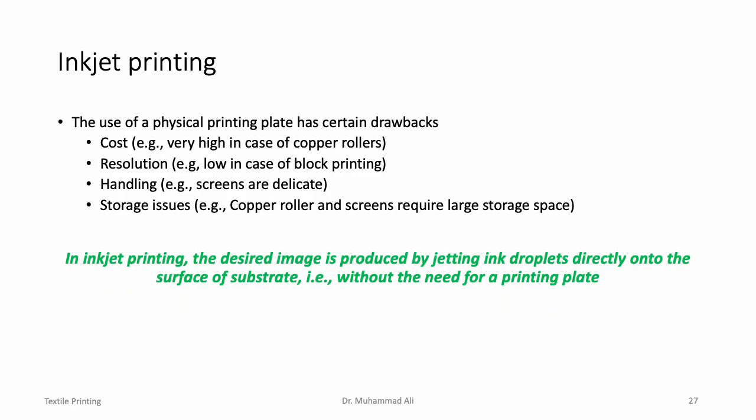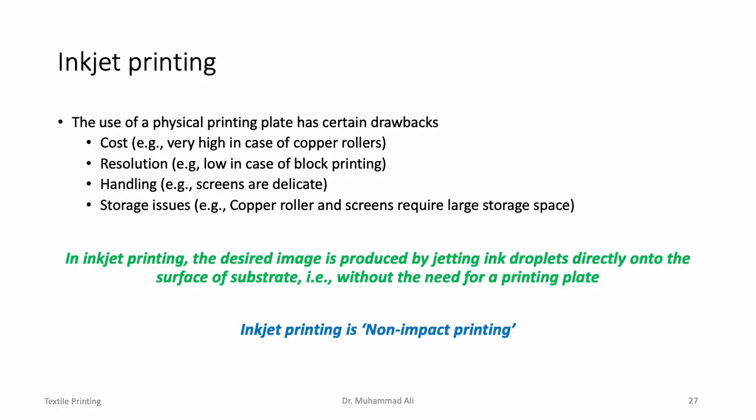So keeping these factors in mind, if you talk about inkjet printing, then the desired image or the print on the fabric is produced by jetting droplets of ink directly on the substrate surface. So there is no physical printing plate present in case of inkjet printing, and therefore all of the problems that are listed here at the top of this slide are eliminated immediately, just because of the fact that a printing plate does not exist in case of inkjet printing.